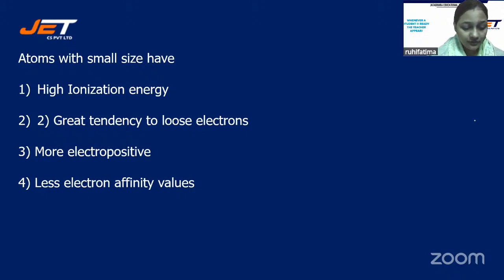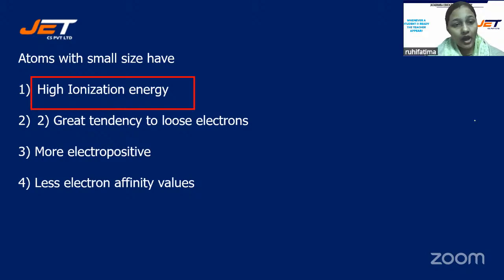Hurry up, students. Okay. The correct answer for this question is option number 1, high ionization energy. Why high ionization energy? You know that the outermost electrons are closer to the nucleus, and as I told you, hence they will attract more strongly, making it harder to remove any electron. That is why it is having high ionization energy.